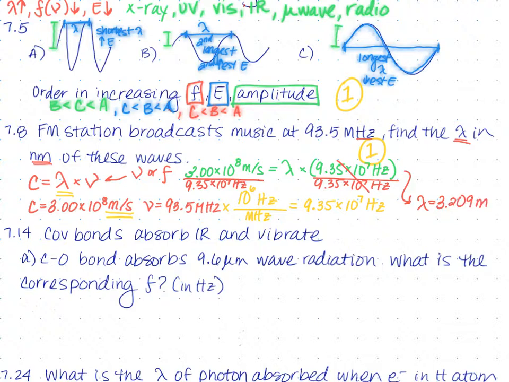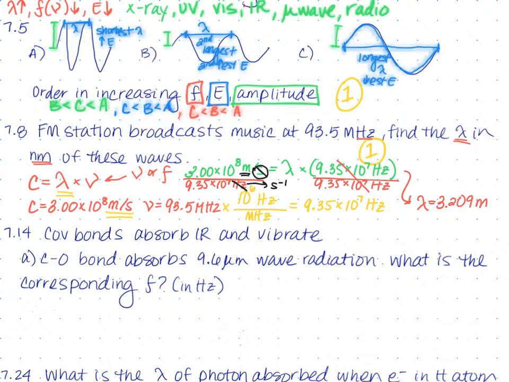3.209 meters, because this hertz cancels out with this seconds, because this hertz, remember again, is second to the -1, which puts it on the numerator, which cancels it out with this second that's on the denominator. So I'm left with meters by itself.